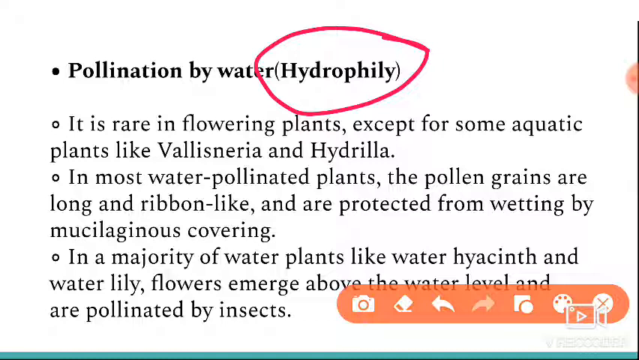Okay, this is about the agents of pollination, and in the next concept we'll go through pollination by biotic factors, that is entomophily. Pollination by water we call hydrophily, pollination by wind we call anemophily, and pollination by insects we call entomophily. That we'll study in the next video lecture, or next class. Okay, thank you students.